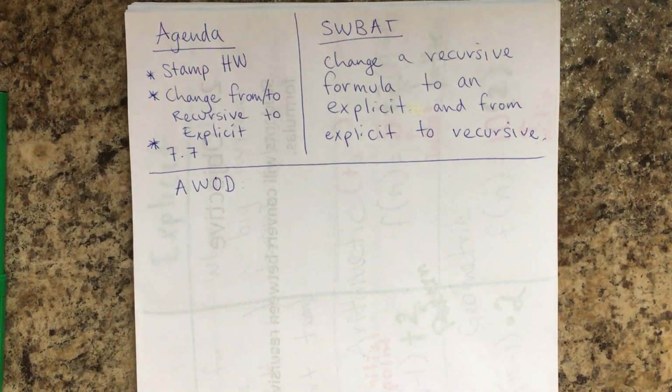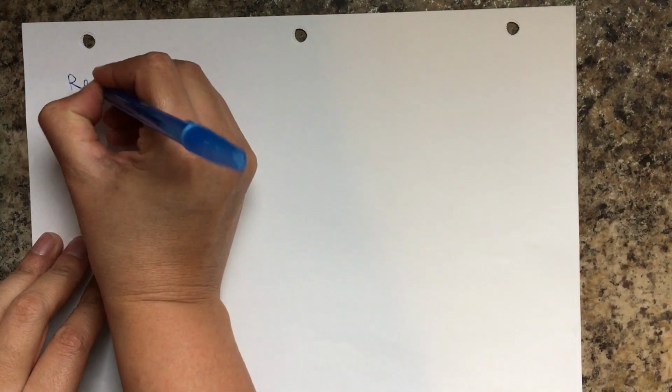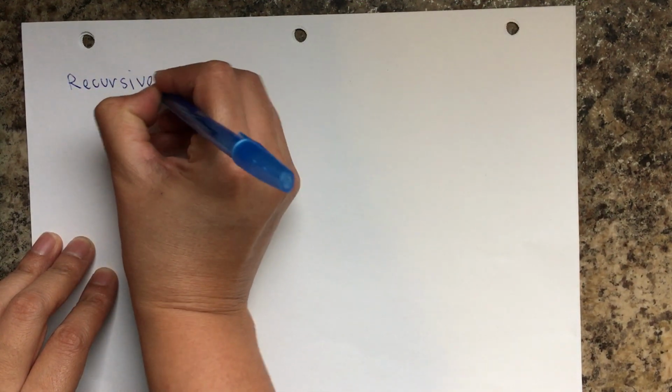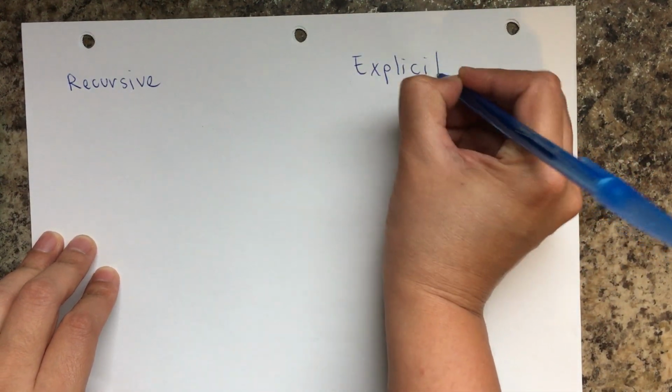But before you can do that, I want to make sure that you understand the difference between the recursive and the explicit formula. So let's do a small chart. And I'm going to ask you, when do we use the recursive formula? And when do we use the explicit formula?